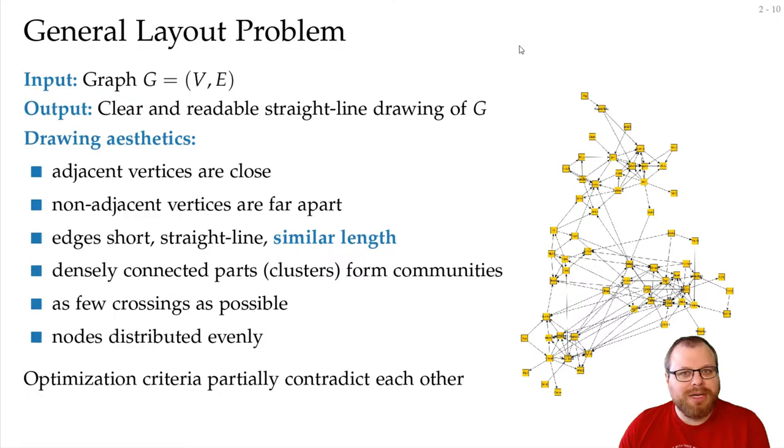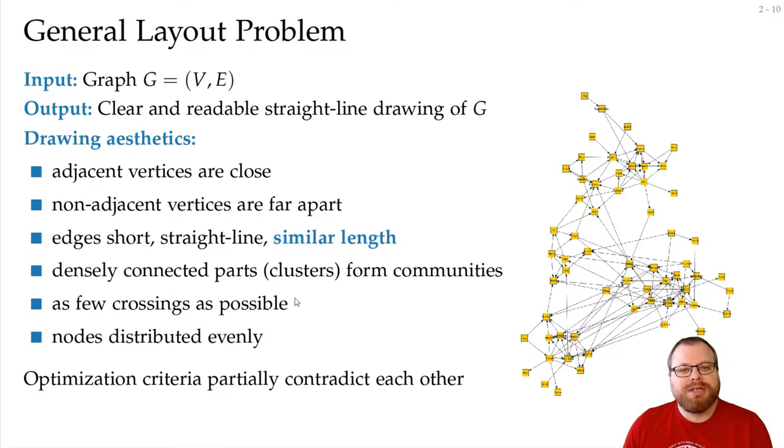Now, these are very many drawing aesthetics, and we cannot optimize all of them at the same time. In fact, some of these criteria contradict each other. For example, we cannot have an even distribution of the nodes and also have clusters form communities. We cannot have these clusters and also edges of similar length. That doesn't work. So we need something that gives us a good solution. There is no optimum solution here. But we want all these aesthetics, and all of them should be somehow satisfied.